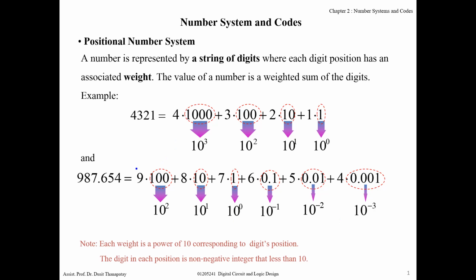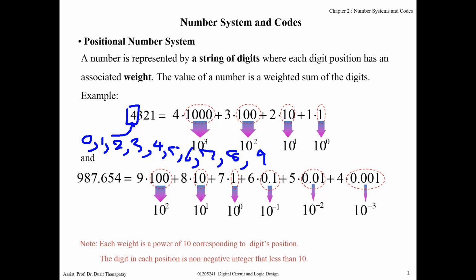Let me call this the coefficient. For each position, the number that can be in each digit for a Radix 10 or base 10 number can be 0, 1, 2, 3, 4, 5, 6, 7, 8, 9. Just 0 to 9, ten numbers that can be in each digit.